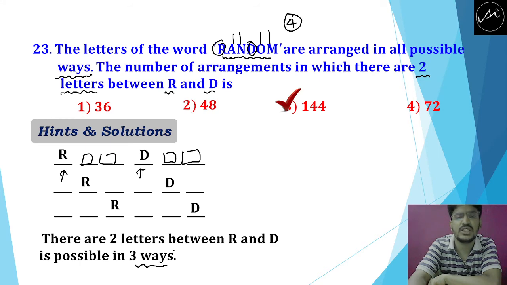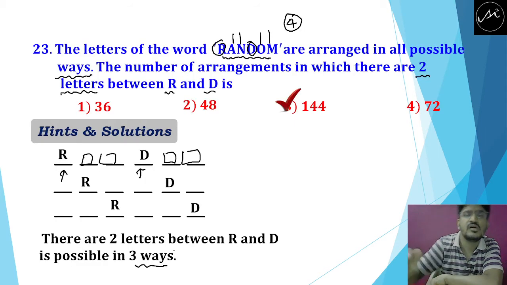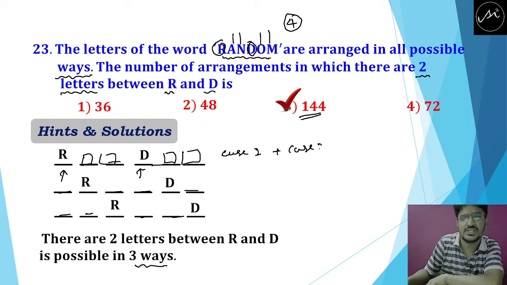And next you can go for this, 144 is your answer. Why? Because you just see here, this has got 4 choices. Here also they have got 4 choices. Here also they have got 4 choices. That means you can add case 1 plus case 2 plus case 3.